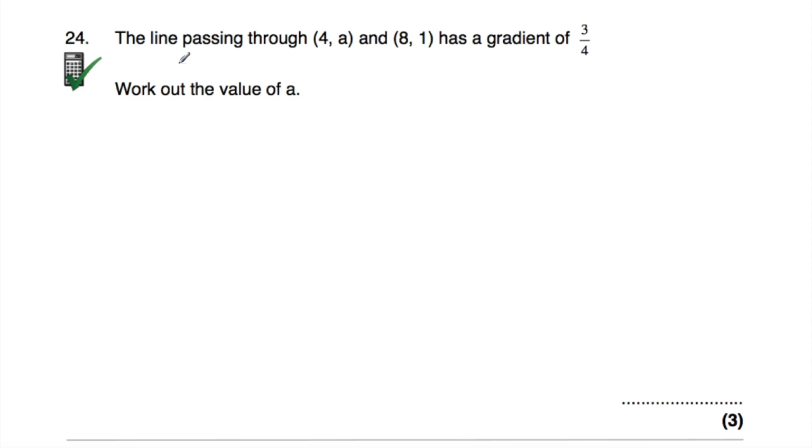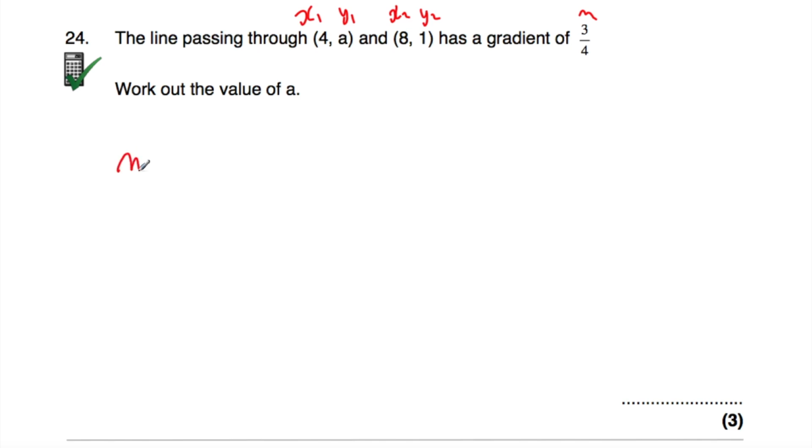Question number 24: we're told that the line passing through the points 4, little a, and 8, 1 has a gradient of 3/4, and we've been asked to work out little a. So we want to find this y coordinate of this point. Okay, so let's label the points x1, y1, and x2, y2. And we're told the gradient is equal to 3/4, so m is equal to 3/4.